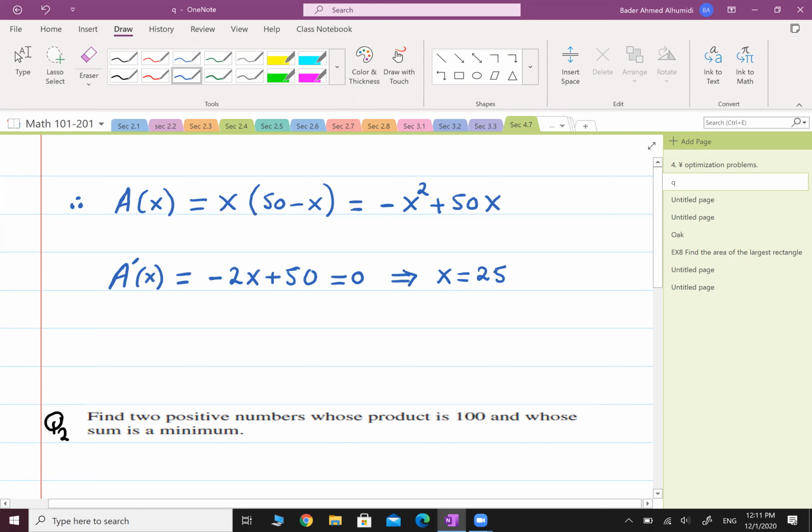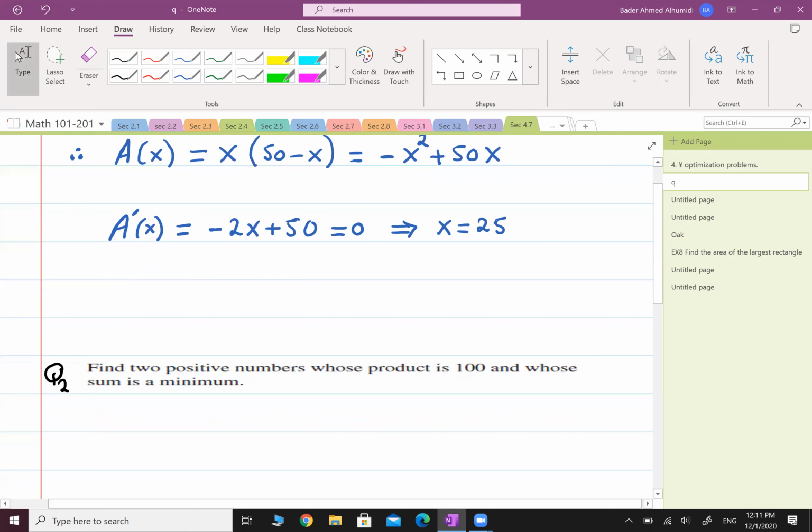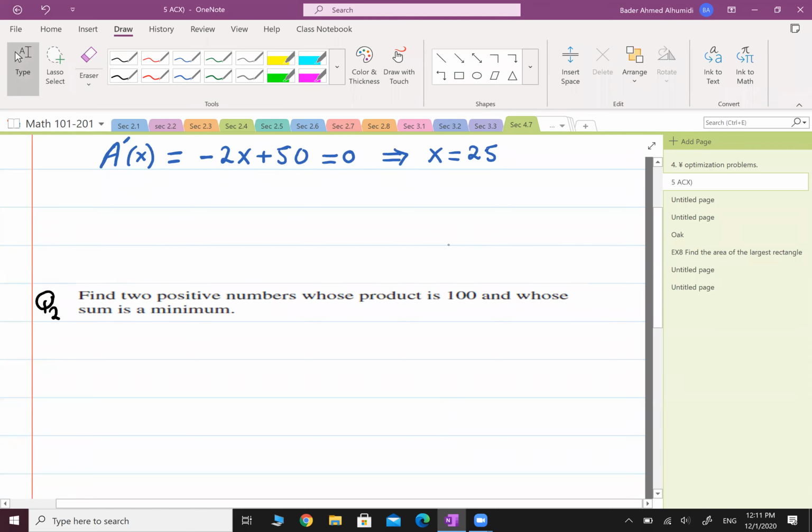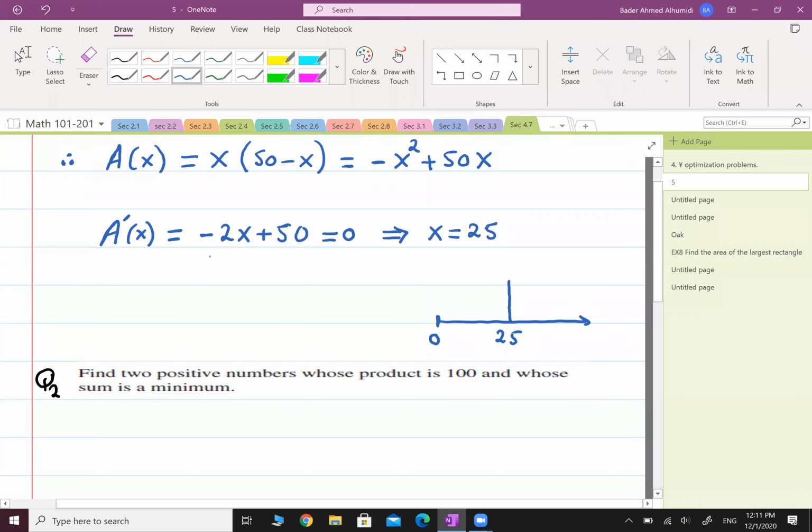The question now, does this x equal to 25 really give us a maximum? I need to test it by either the first derivative test or the second derivative test. If you are using the first derivative test, let me just draw this one carefully. We have the critical number 25, starting from 0 here. Notice this quantity a prime of x, minus 2x plus 50, will be negative after 25 and positive before 25. So the graph is always increasing before 25 and it's always decreasing after 25.